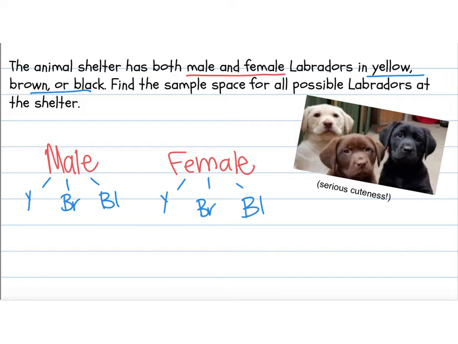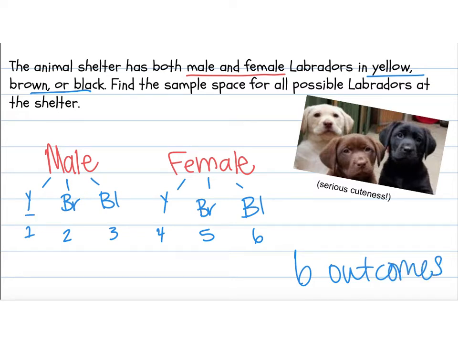So now, thinking about it, I could have picked a male yellow lab. That's one outcome. I could have picked a male brown lab, which is a second outcome. I could have chosen a male black lab, which is 3. I could have picked a female yellow lab, a female brown, or a female black lab. So that means there are 6 total outcomes at this shelter. You're just counting what's down here at the bottom in order to figure out total outcomes.